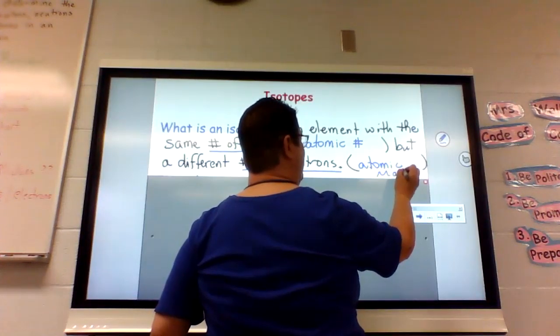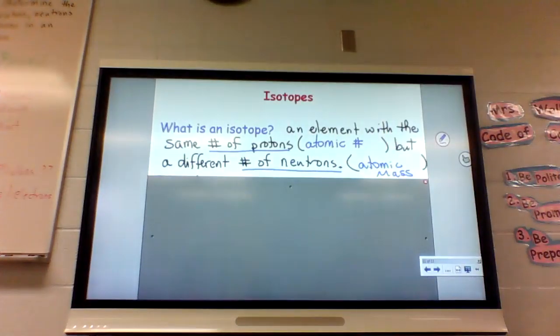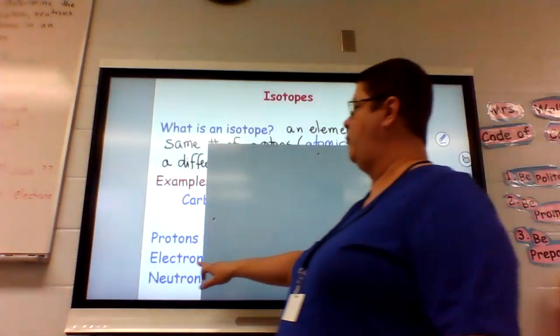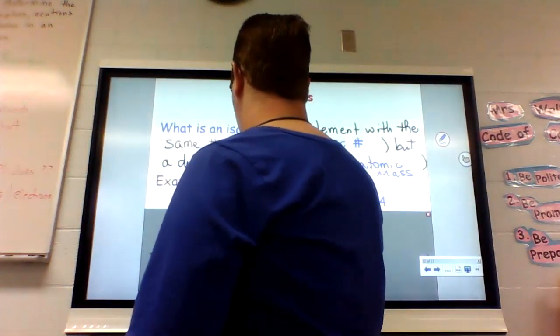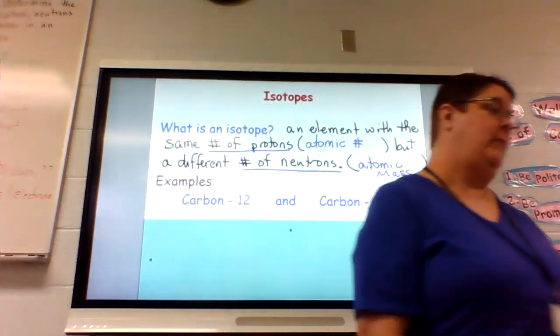It doesn't matter which definition you use. Some textbooks like to say same protons, different mass. Some like to use same atomic number, different mass. It's the same definition. It's just a matter of which one you like better. I try to use them both interchangeably, so if you see them, you know what they're talking about. But we need to talk about them in a practical way.